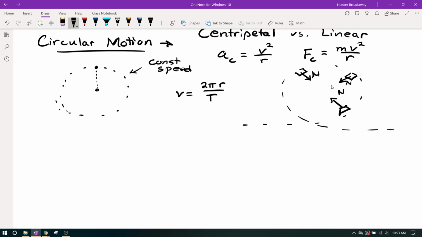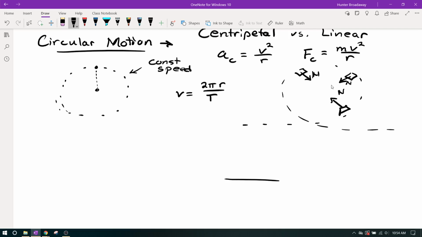This center-seeking force, in the case of a loop-the-loop on a track, would be the normal force. If you're taking an object and spinning it around on a string, your centripetal force would be the tension in the string. There's probably a couple of other examples too. If you're at the top of a hill and you're going around, gravity would be the centripetal force holding you down.